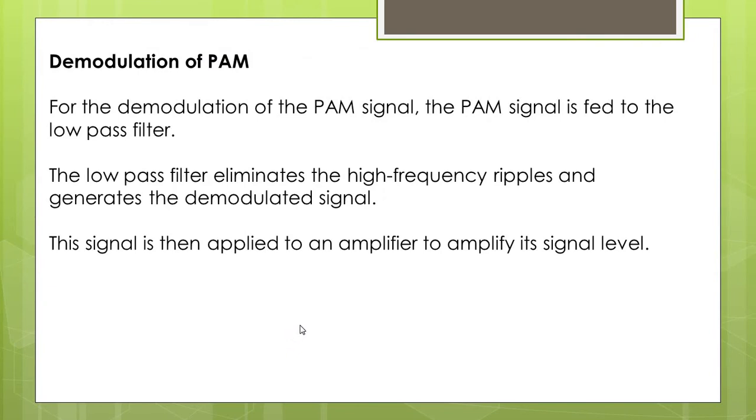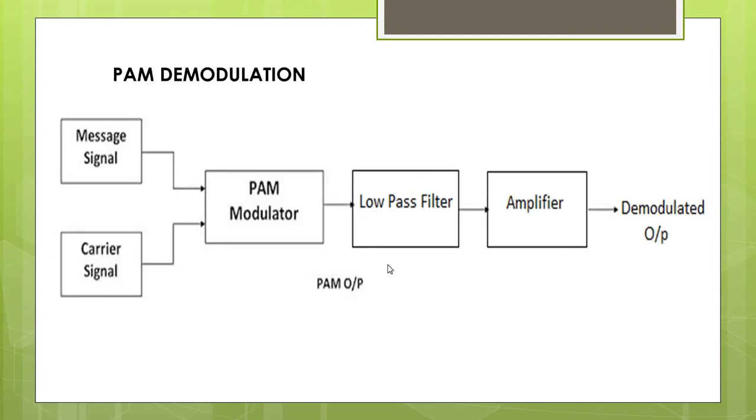So to demodulate the pulse amplitude modulated signal, the signal is fed to a low pass filter. Whatever ripples are present in the PAM signal are eliminated and the output, that is the message signal, is generated. As the output message signal is very low, it is applied to an amplifier to amplify the signal level. So this is the block diagram of PAM modulation and demodulation.